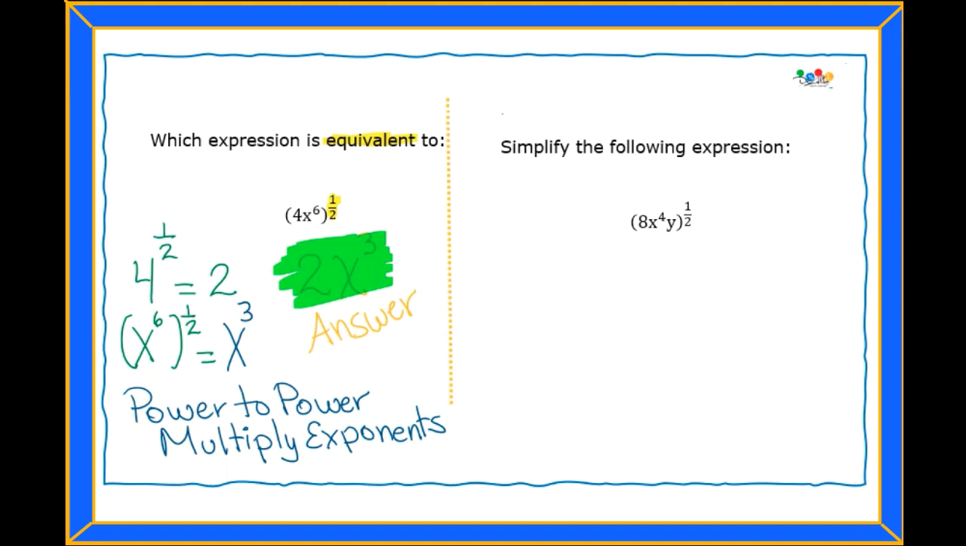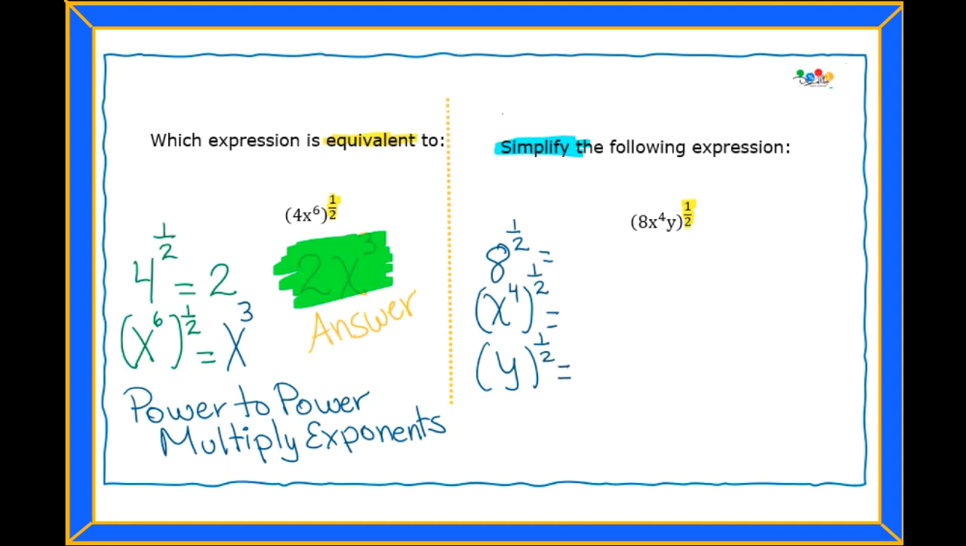It says, simplify the following expression. The problem that is given to me is 8x to the 4th power, y, all raised to the half power. First of all, let's analyze my 8. What am I going to do with that 8? My expression has an exponent right outside the parentheses. Again, that means that everything inside the parentheses needs to be raised to that power. Therefore, 8 needs to be raised to the half power, x to the 4th power needs to be raised to the half power, and last, y also needs to be raised to the half power.